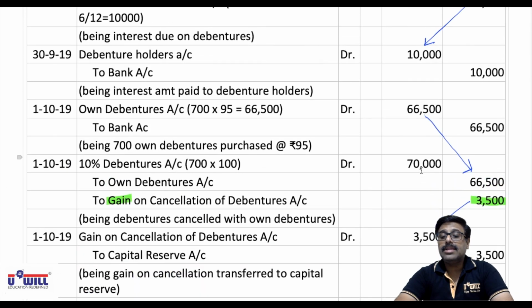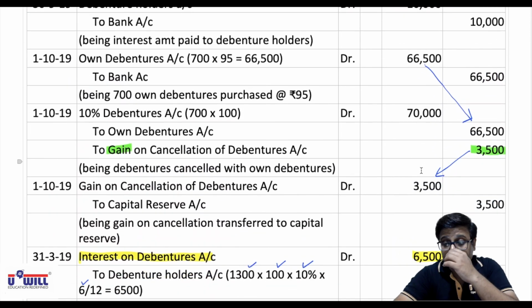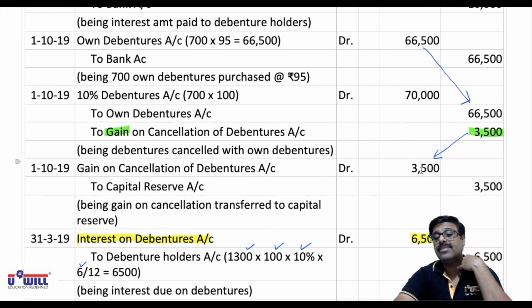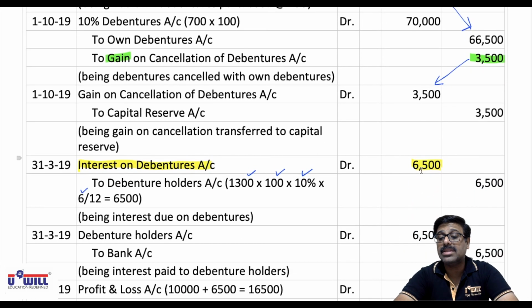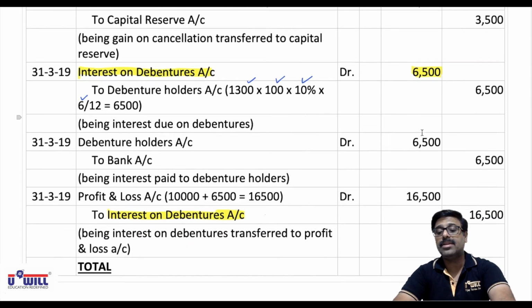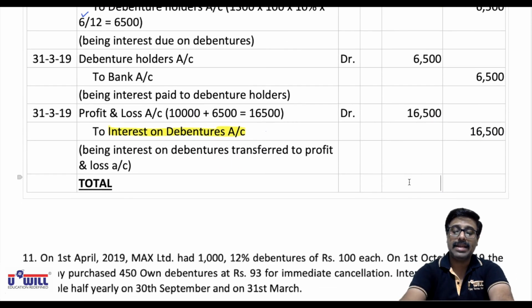do it everyone, 10,000 plus 10,000, 20,000, 20,000 plus 66,500, 86,500 plus 70,000, 1,56,500 plus 3,500, 1,60,000 plus 13,500, 1,73,500, 1,83,500, 1,89,500. Okay, 1,89,500.